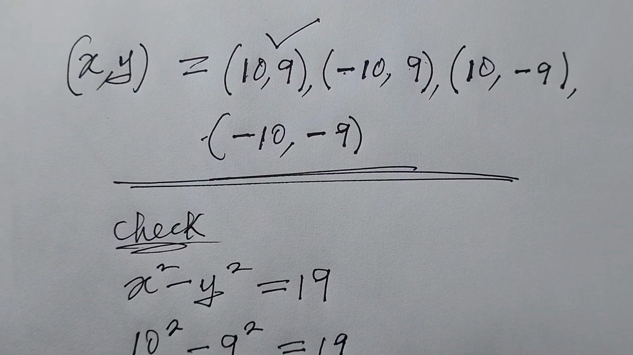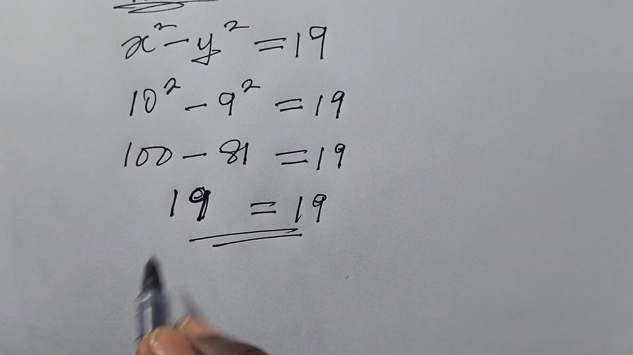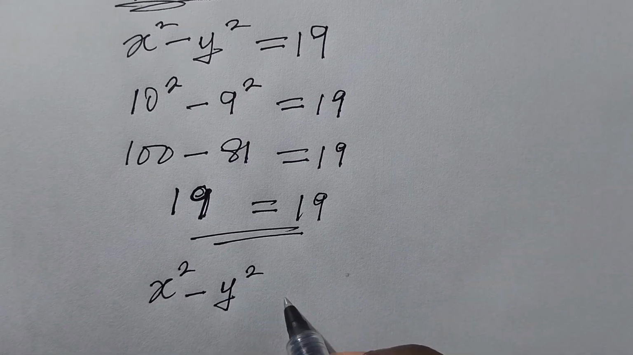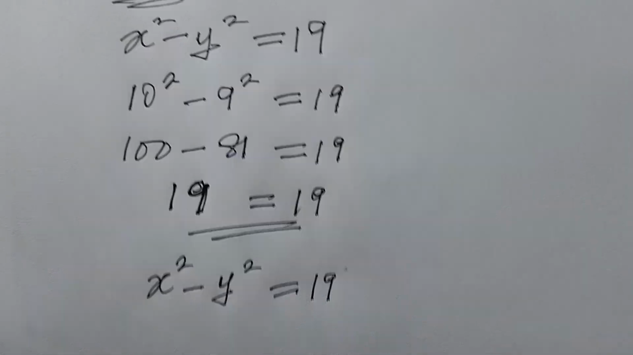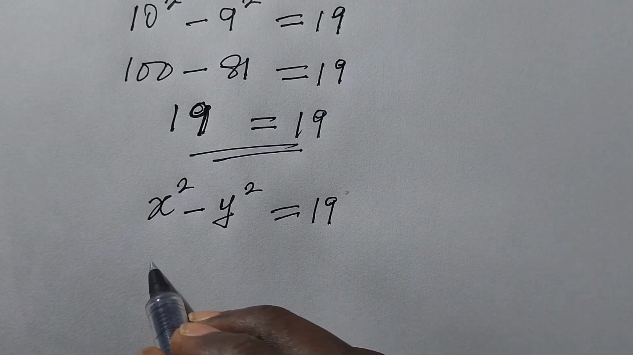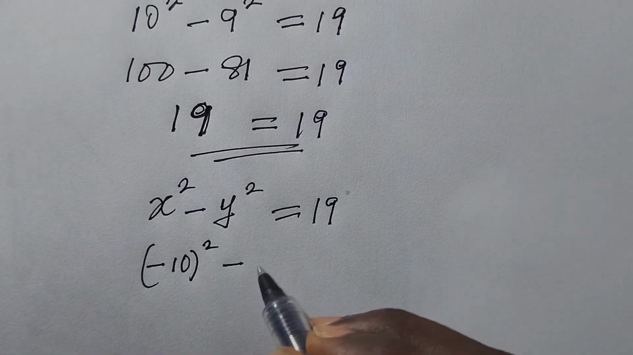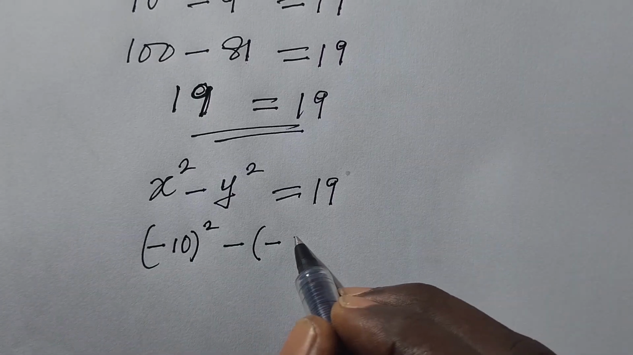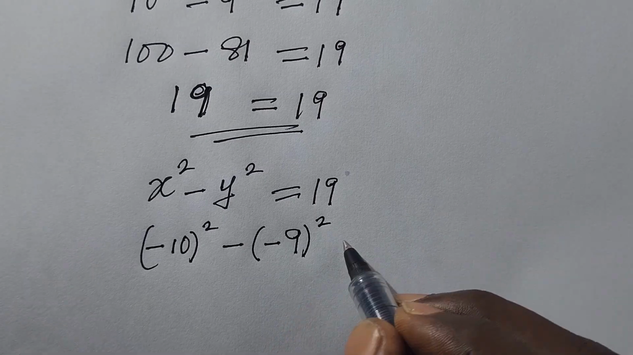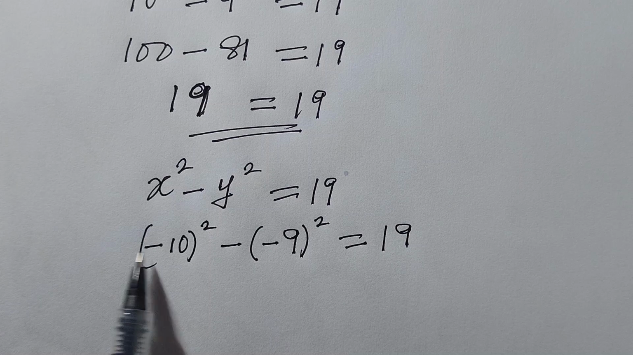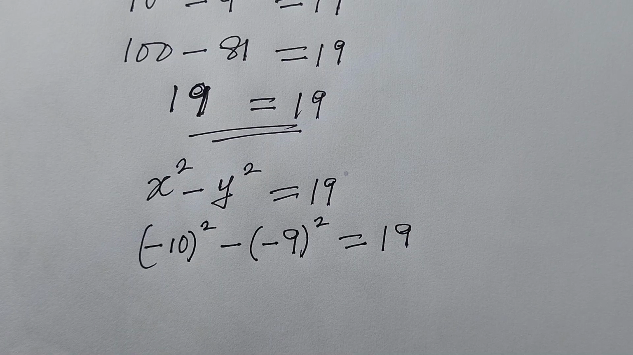Again, let's go straight to the last one, which is minus 10, minus 9. Into our original equation, we have x to the power of 2 minus y to the power of 2 equal to 19. So this gives us (-10) all to the power of 2 minus (-9) all to the power of 2 equal to 19. Easy: (-10) to the power of 2 will give us positive 100.